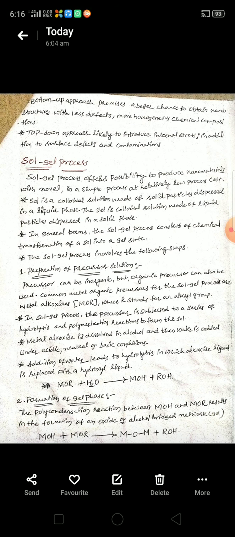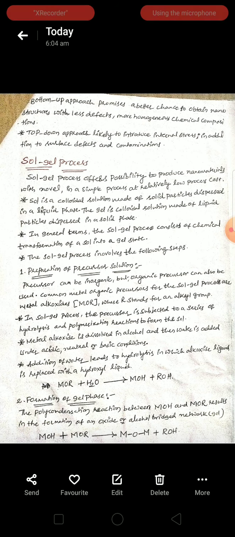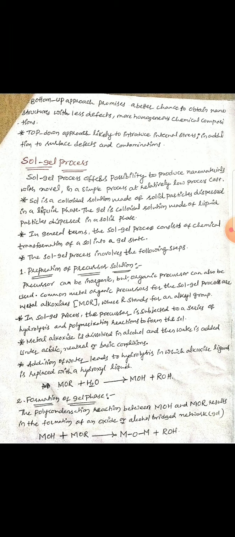Here, the sol-gel process is the process by which we can synthesize the nanomaterial. Novel nanomaterials are synthesized by using the sol-gel process, and it is a relatively low cost method. We can synthesize the nanomaterial at low cost by using the sol-gel process.